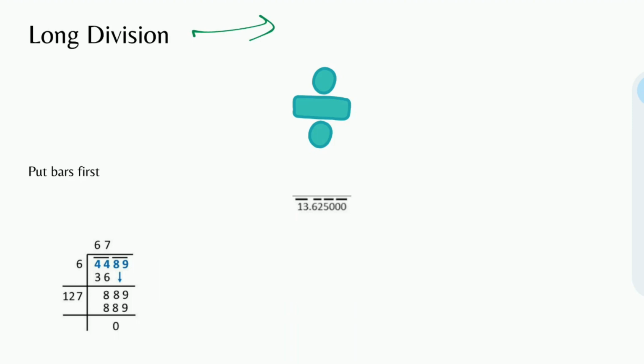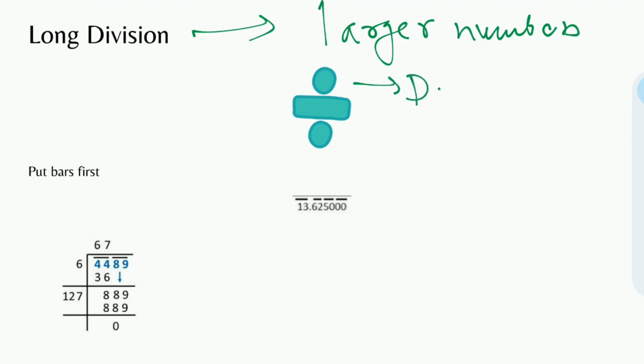This method is used when we have larger numbers, because then the prime factorization will be huge. Or when will you use this? When you have decimal numbers. For example, if somebody asks you to find the square root of 13.625, how will you do that?